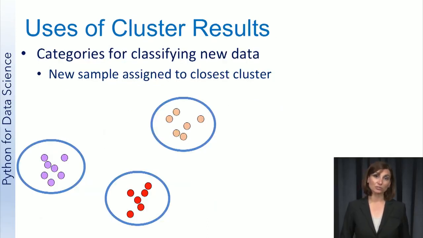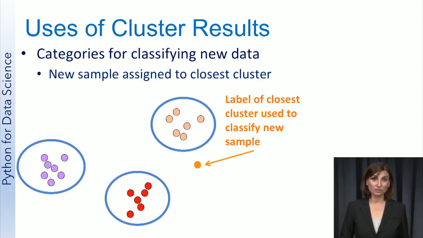Clusters can also be used to classify new data samples. When a sample is received, like the orange sample here, compute the similarity measure between it and the centers of all clusters and assign the new sample to the closest cluster. The label of the cluster, manually determined through analysis, is then used to classify the new sample. In our book buyer's preferences example, a new customer can be classified as being either a science fiction, non-fiction, or a children's book customer based on which cluster the new customer is most similar to.